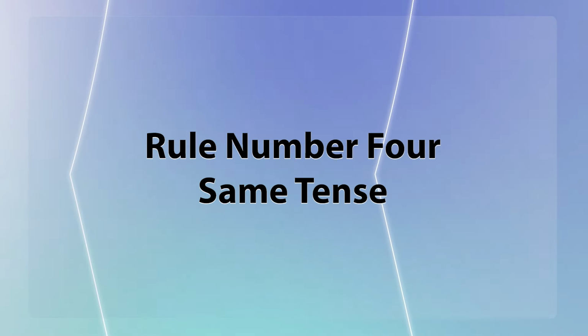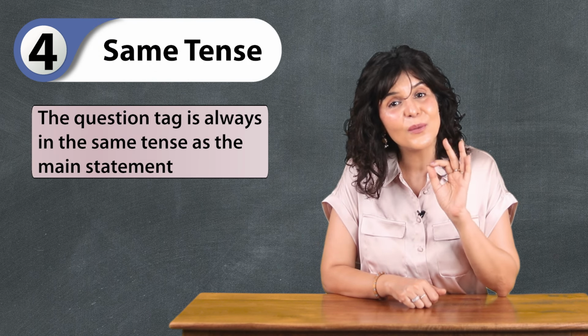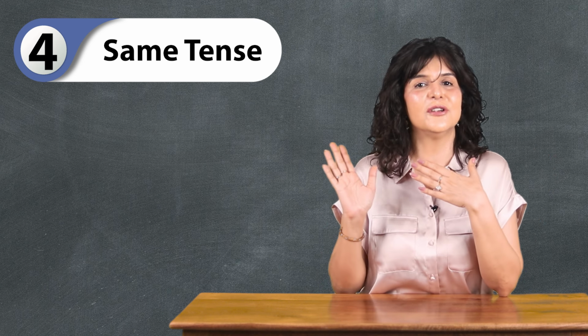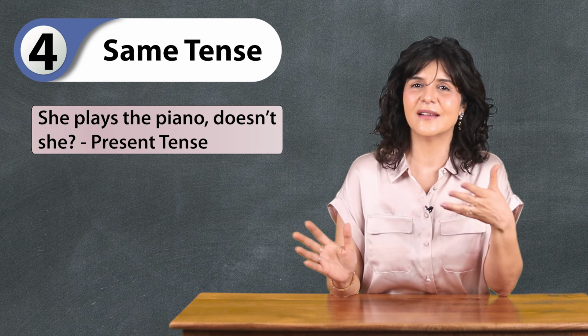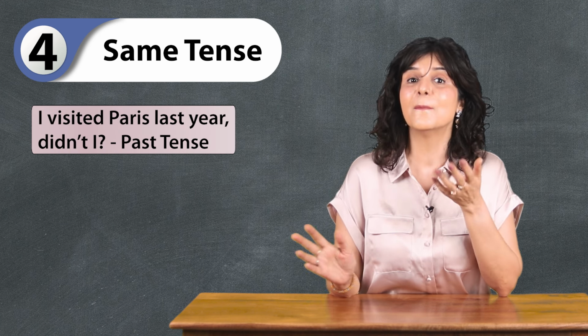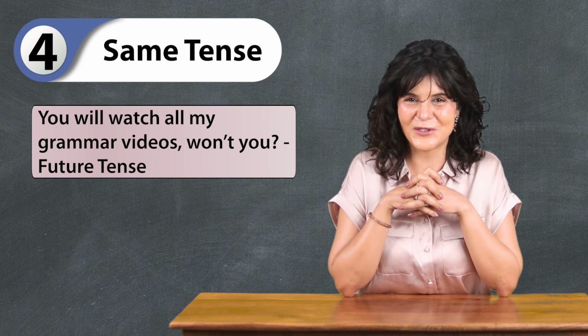Rule number 4, same tense. This is an easy rule. The question tag is always in the same tense as the main statement. Example, she plays the piano, doesn't she? Present tense. I visited Paris last year, didn't I? Past tense. You will watch all my grammar videos, won't you? Future tense.